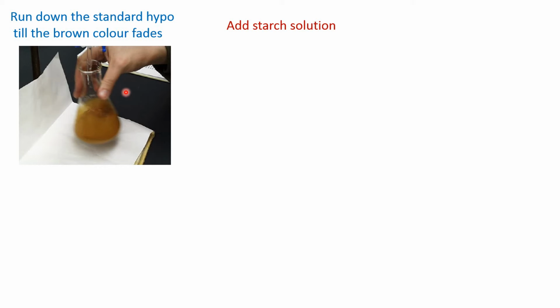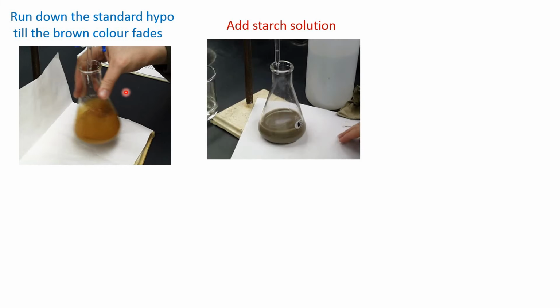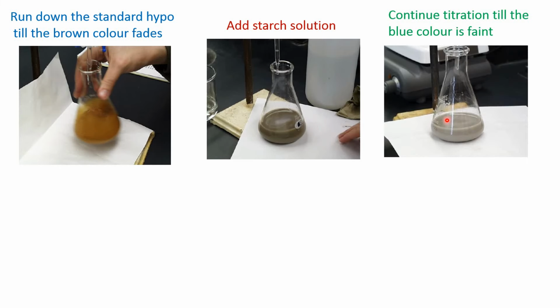At this point, you add a starch solution. When you add starch solution, it will become a deep grey color. Here it will not be a deep blue color because that precipitate is there. So it will appear as a deep grey color or bluish grey color. And you continue the titration till this blue color is faint. And you will get this color.